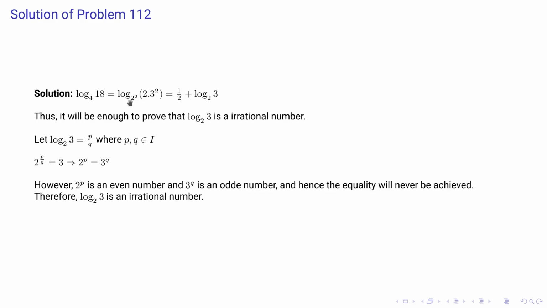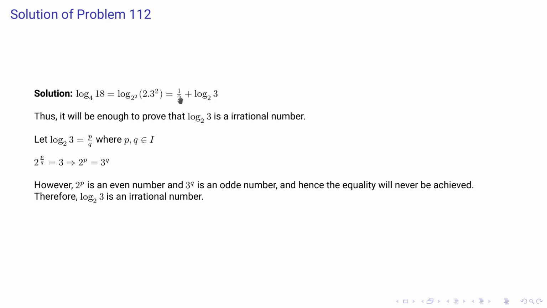Problem 112 says that prove that log of 18 with base 4 is an irrational number. So here we write the base as 2 square and 18 as 2 into 3 square. So this square, when we remove the square, it becomes half over here. Now log of 2 with base 2 would be 1, so 1 into half is half. Log of 3 square with base 2 would be 2 into log of 3 with base 2, but 2 will get multiplied with half and will become 1, which will give us log 3 with base 2.